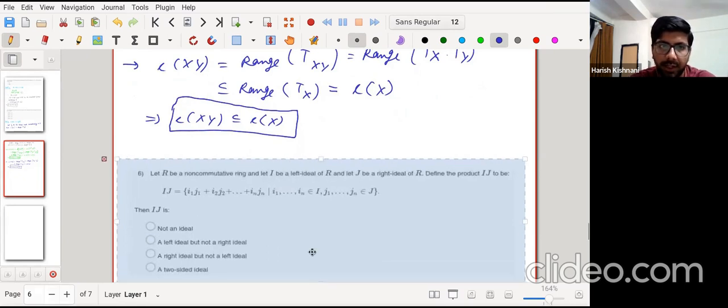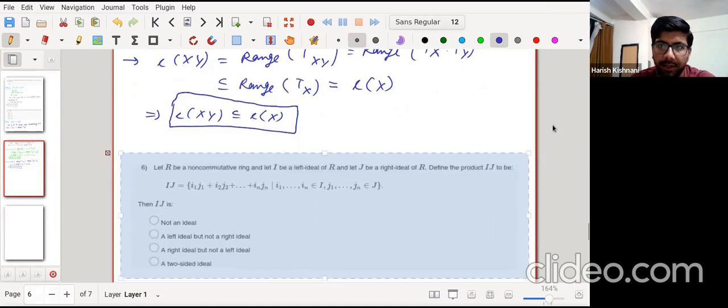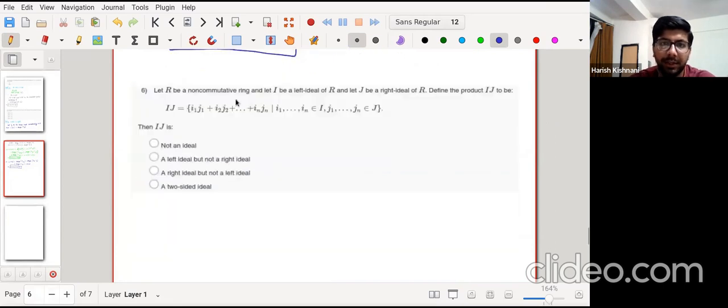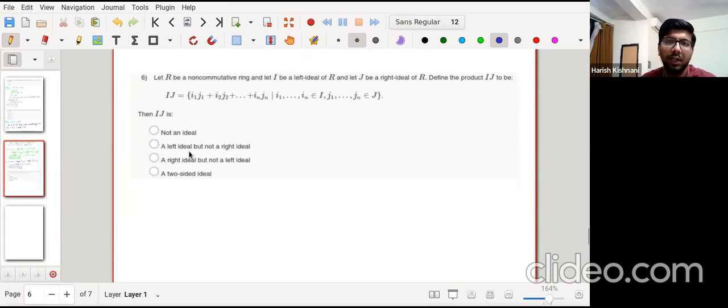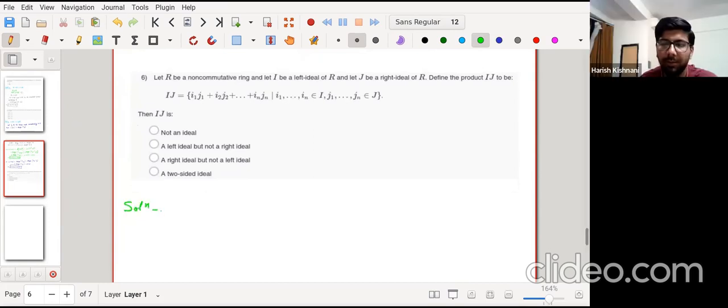So here it is. If R is a non-commutative ring and I is a left ideal of R, J is a right ideal of R, we define the product of ideals in this manner. What can you say about IJ? Shalini, any guess? Sir, in a commutative ring, it is an ideal, but in non-commutative, I have to check. Do you need the commutative thing here?